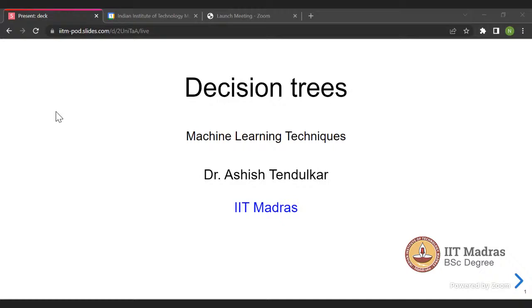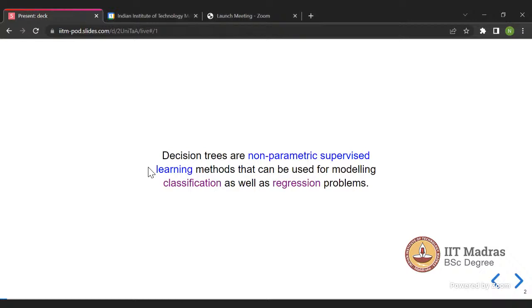Okay. So let us start with week 9. Decision trees are a supervised learning algorithm. It means that each and every example is associated with its label, and they are non-parametric. It means that we don't make any assumptions about the distribution of the dataset, as before we have done for other algorithms. But decision trees are non-parametric. And decision trees can be used for both classification and regression tasks.